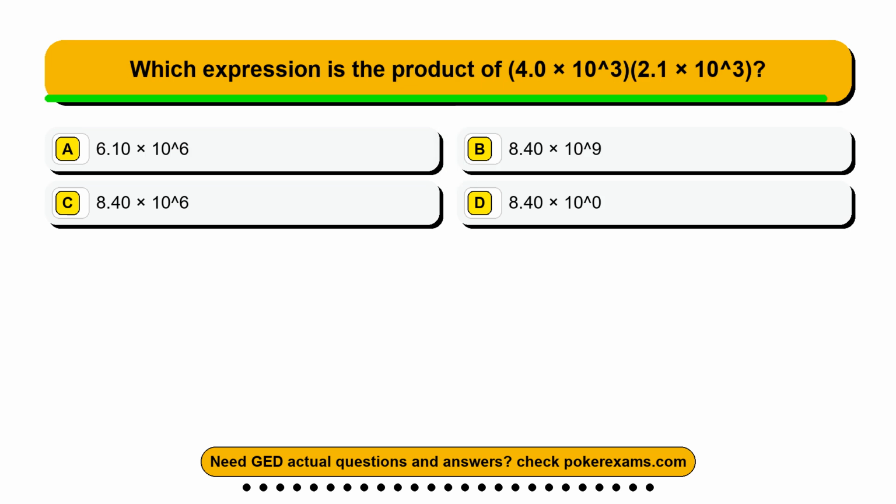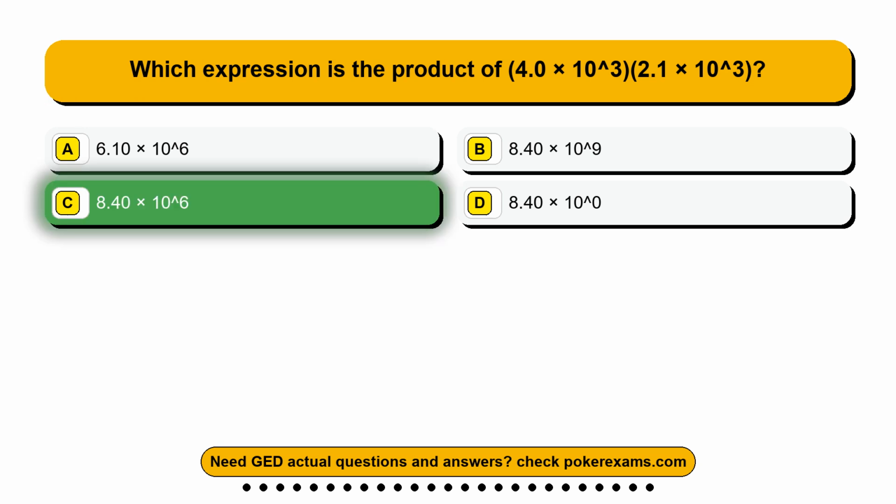Question 11. Which expression is the product of 4.0 times 10 cubed, 2.1 times 10 cubed? Option A, 6.10 times 10 to the power of 6th. Option B, 8.40 times 10 to the power of 9th. Option C, 8.40 times 10 to the power of 6th. Option D, 8.40 times 10 to the power of 0. The correct answer is option C, 8.40 times 10 to the power of 6th.